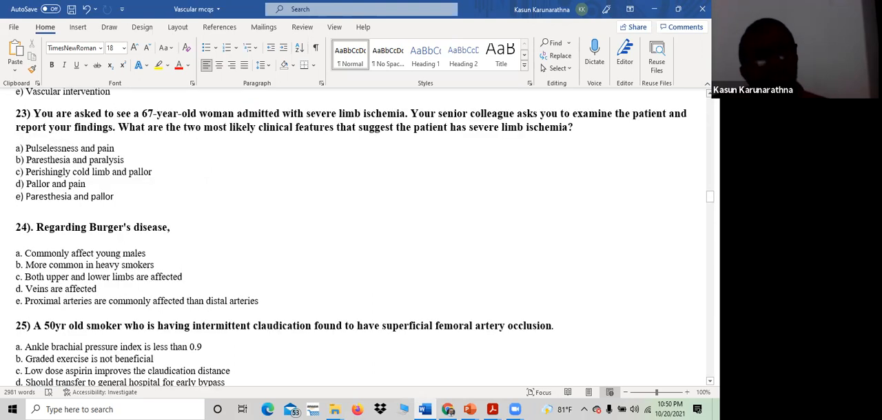Question number 23. You are asked to see a 67-year-old woman admitted with severe limb ischemia. Your senior colleague asks you to examine the patient and report your findings. What are the two most likely clinical features that suggest the patient has severe limb ischemia? Assume this is acute limb ischemia. What is the answer for 23?